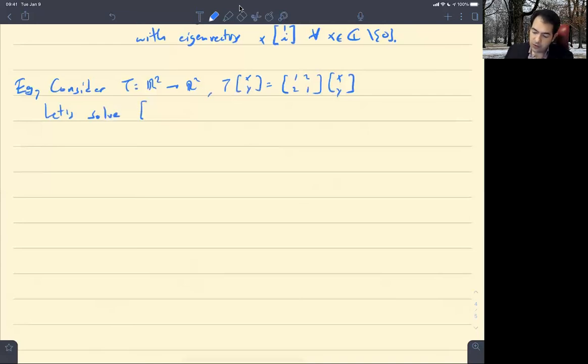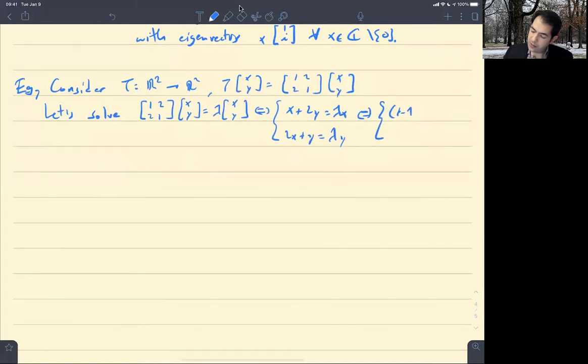So let's solve the system 1, 2, 2, 1, times (x, y) equal to lambda times (x, y). Okay, so if you translate this into a system, the system is x plus 2y equal to lambda x, and then 2x plus y equal to lambda y. And so if I put everything on the same side, that's (1 minus lambda) x plus 2y equal to 0, and then 2x plus (1 minus lambda) y equal to 0. So we want to solve this system of linear equations.